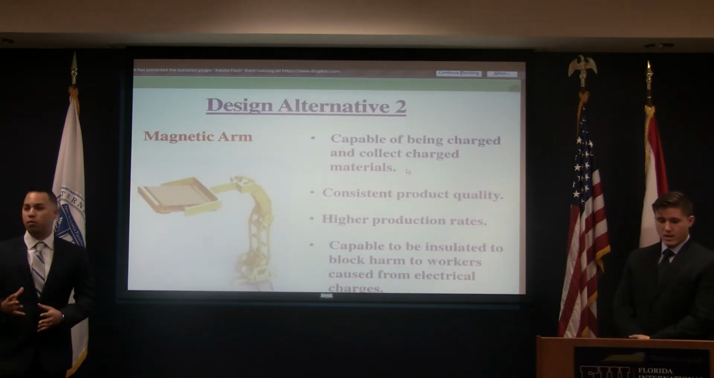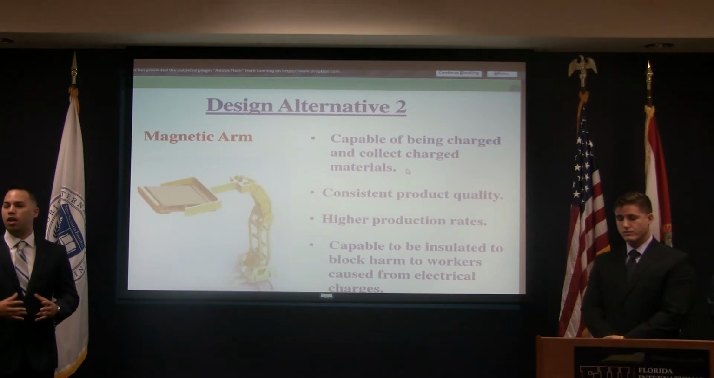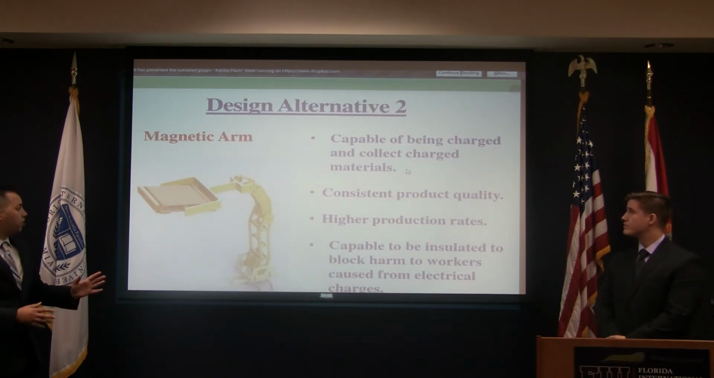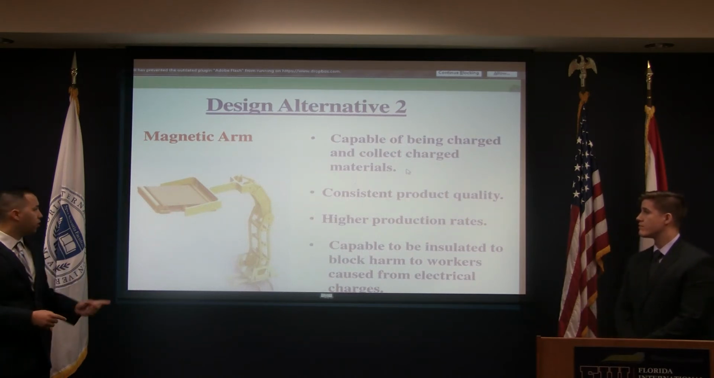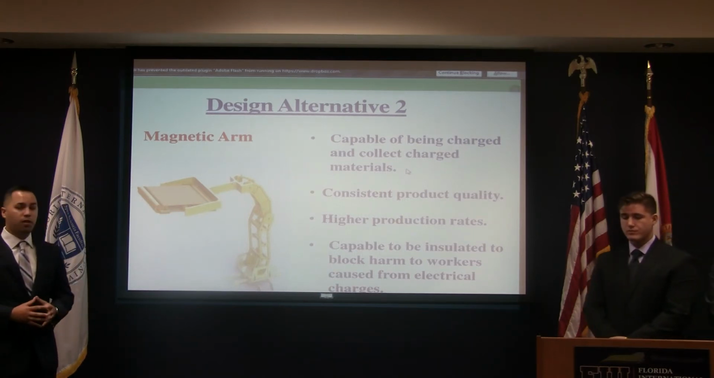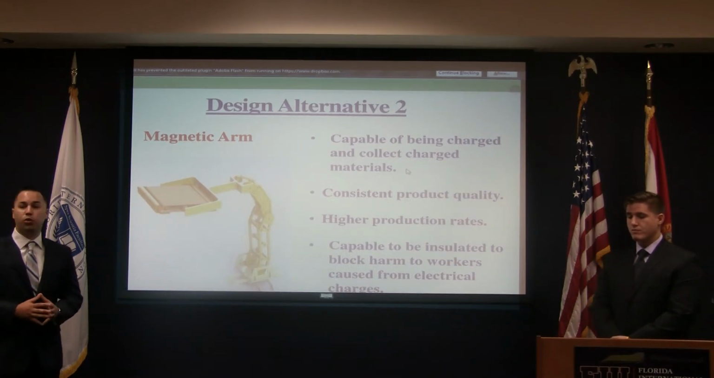So we ended up with a magnetic arm. In this case, the magnet is going to be attached to the magnetic arm, and it's going to be connected to 2 frictional rollers on each side that are going to charge the magnet. Also, one of the advantages of this system is that it is capable of being charged, as you can see in the picture, and collecting materials at a very high rate, therefore resulting in consistent product quality and higher production rates.